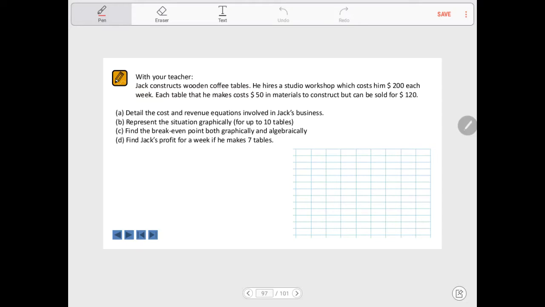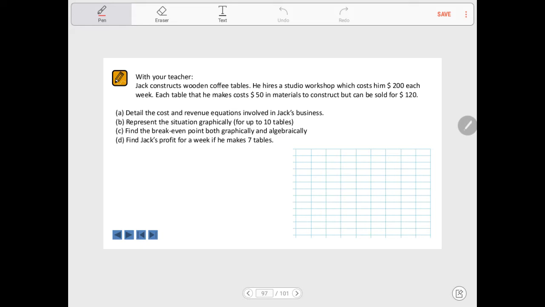Hello College Math students, it's time for some break-even analysis. We're going to apply our understanding of linear modelling to find the break-even point for this particular business. This mathematics will be particularly useful in your small business investigation. This is the sort of thing I want you guys to construct for me in that investigation.